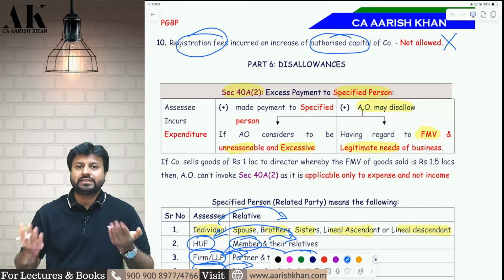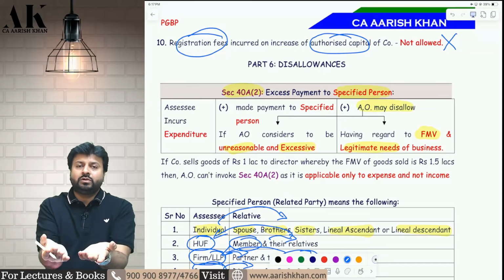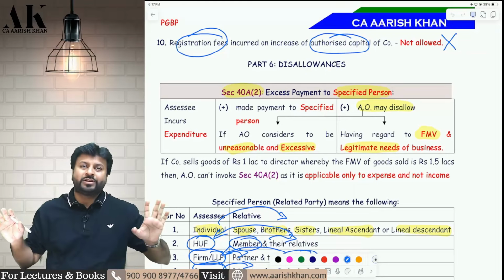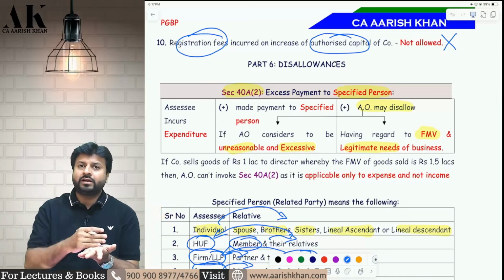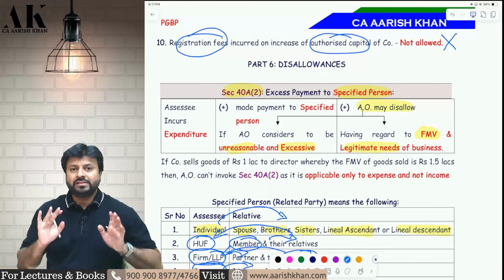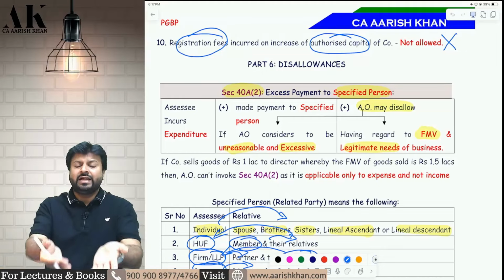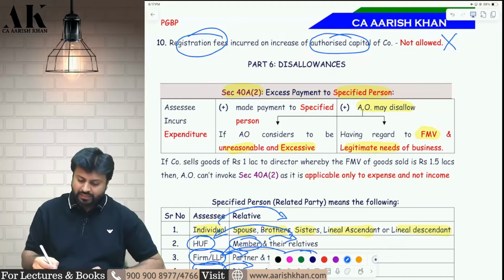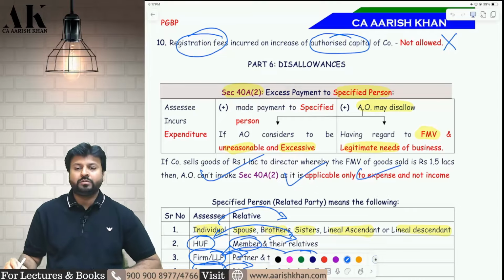It is not applicable for excess income. If I am a company and you are a director, and the company is selling something to the director at a lower price, then this section is not applicable. Suppose the market value of a product is 1 lakh, but I am selling it to the director for 20,000 rupees. This section is not applicable because it is only applicable for expenses. It is not applicable for receipts or incomes. Okay, this is what is mentioned over here. I hope it is clear to all of you.